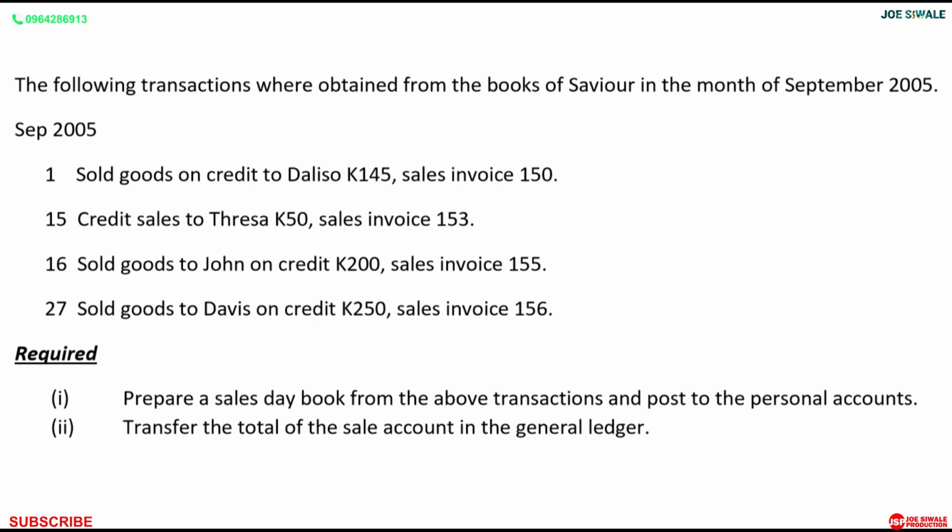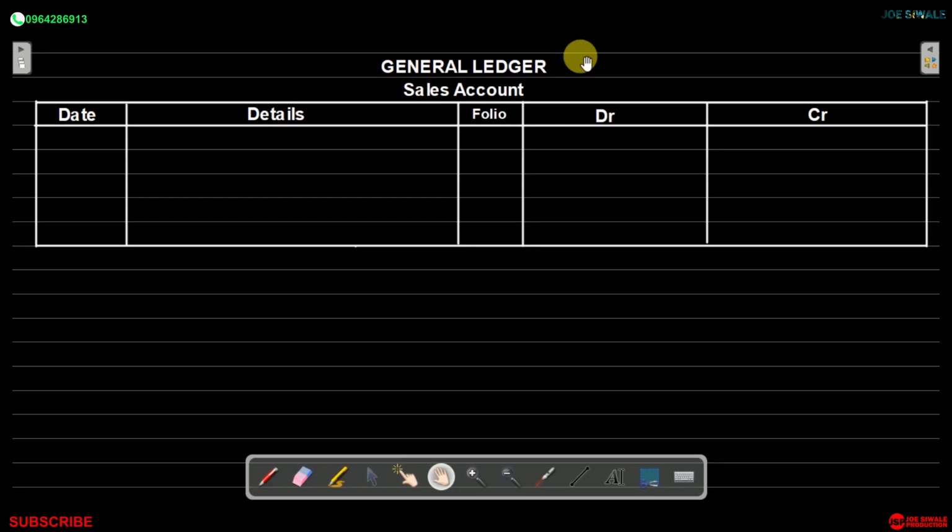So as we discussed, when you're making entries in the sales ledger, each and every personal account of the customer is going to be debited with that amount. But when we are showing the sales account in the general ledger, the sales account is going to be credited with the total credit sales. That means that for us to show the sales account in the general ledger, we are going to credit it with the total credit sales.